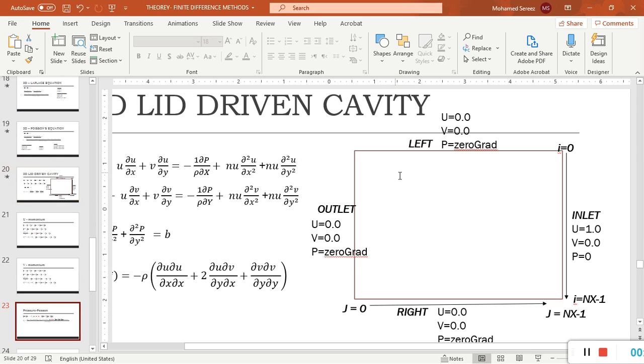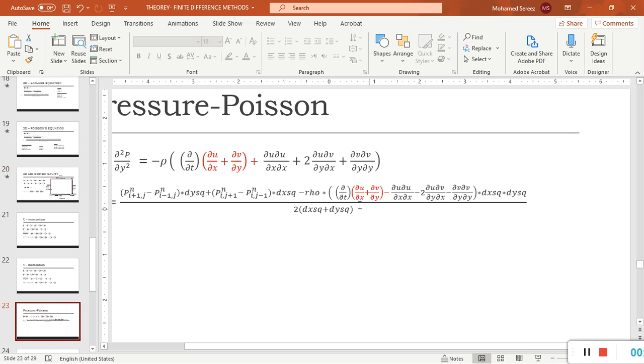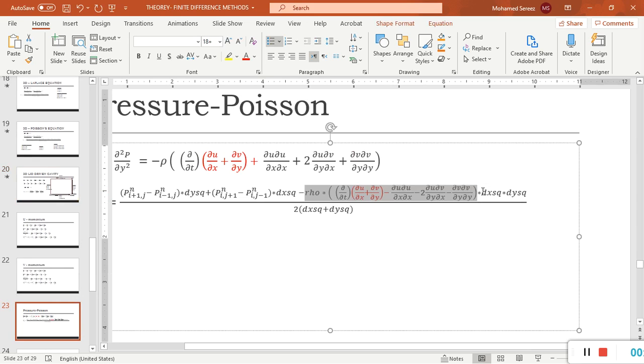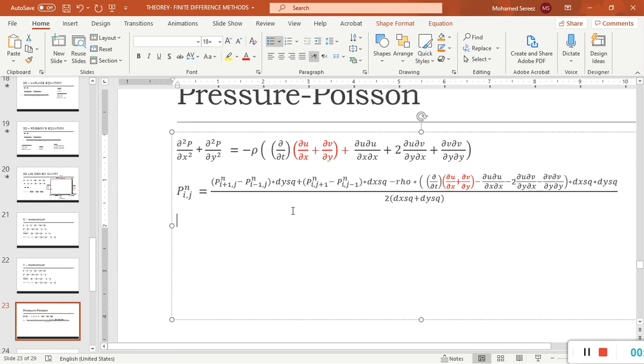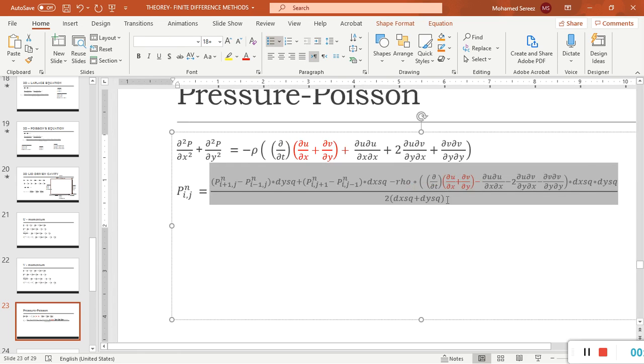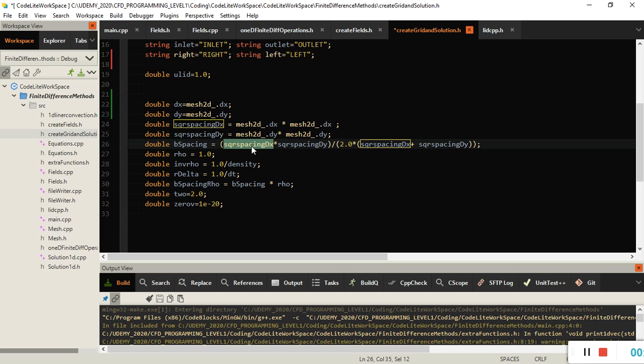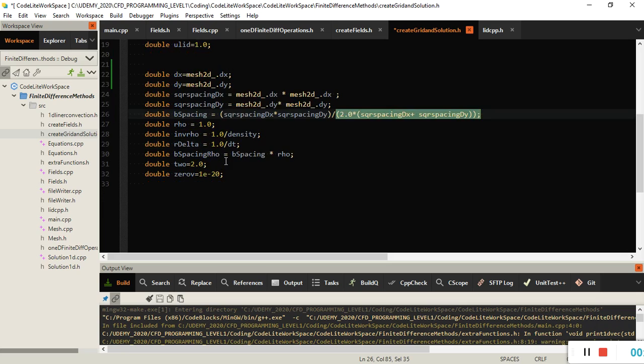so when we write the pressure Poisson equation, we need to multiply the source term with dx square dy square divided by 2 times dx square plus dy square. So I'm writing dx square multiplied by dy square divided by 2 times of dx square plus dy square. So this is the numerator, this is the denominator. And to be honest, this is not necessary.